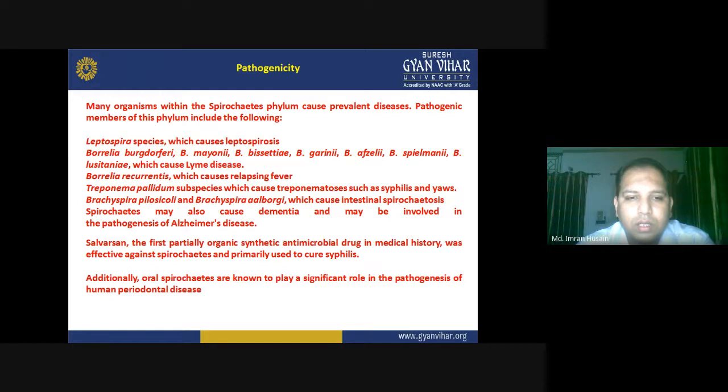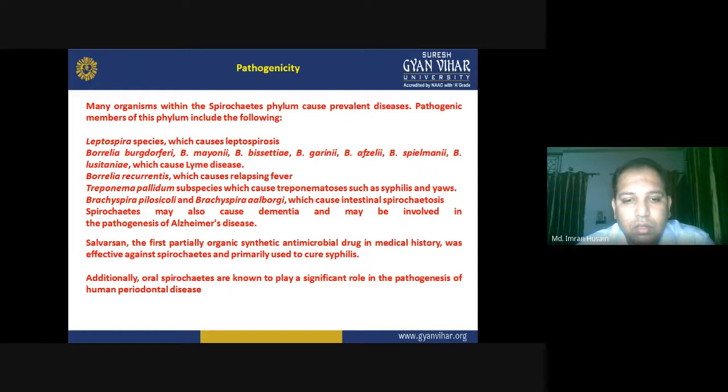Salvarsan, the first partially organic synthetic antimicrobial drug in medical history, was effective against spirochetes and primarily used to cure syphilis. So, salvarsan was a medicine that was effective in finding the cure of syphilis.